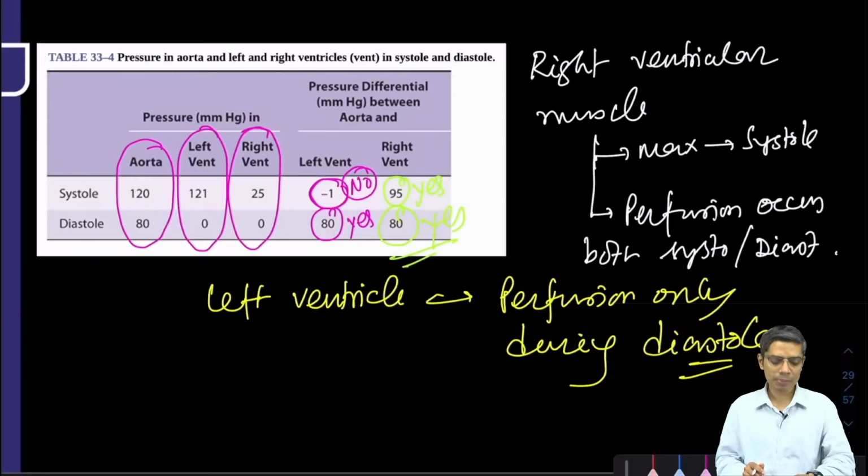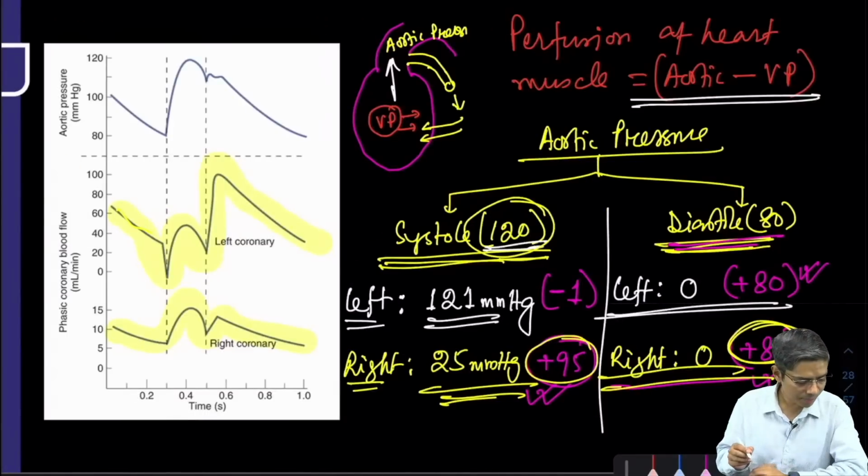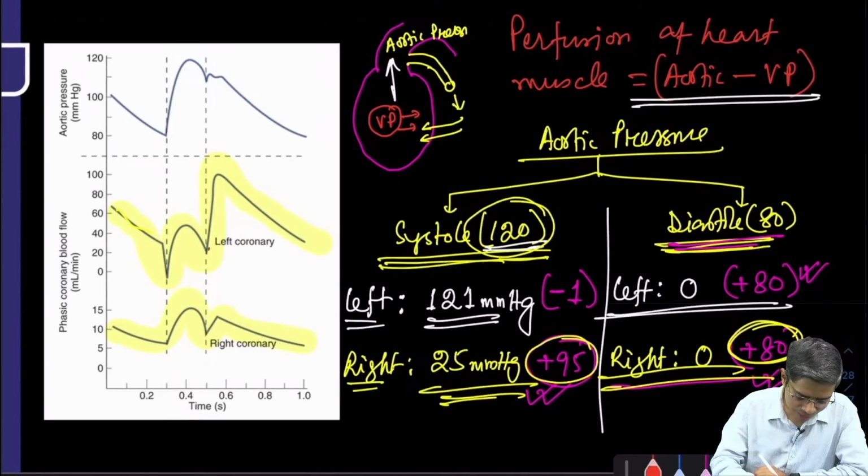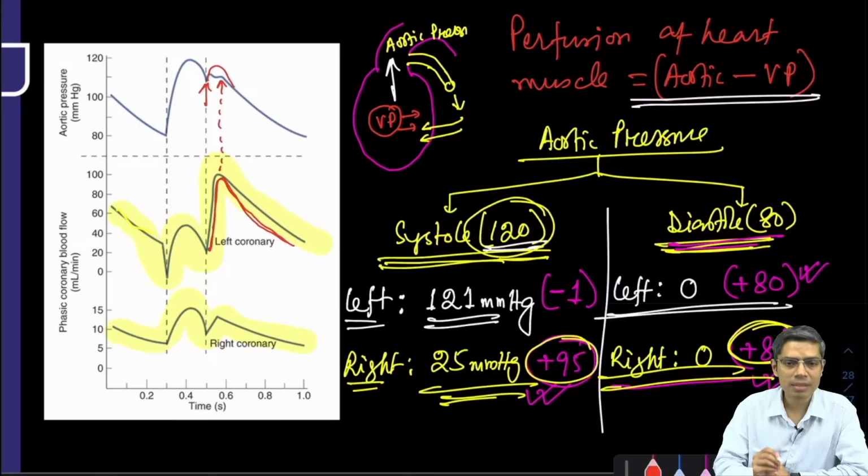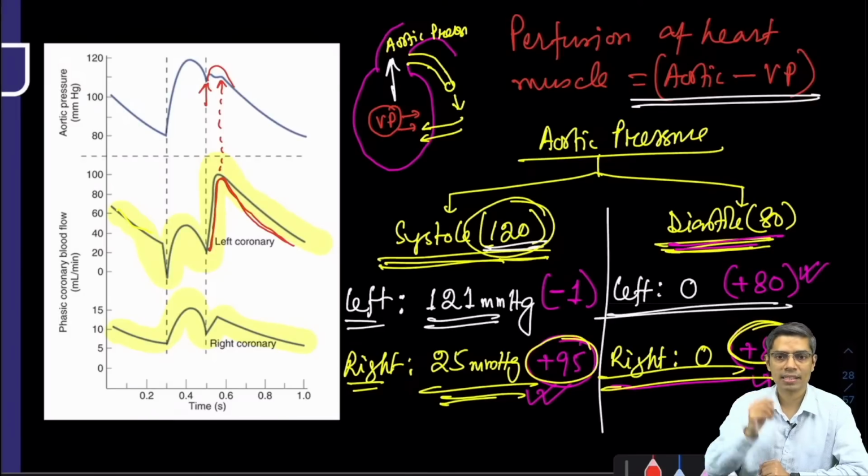Only during diastole. Getting my point? So, if I go back to this curve here, you look at the left ventricular muscles' blood flow. Left coronary artery blood flow is maximum during which phase of aortic pressure? You can find out here, just after this dicrotic notch. During this dicrotic wave, the left coronary artery blood flow is peaking, reaching a maximum level.